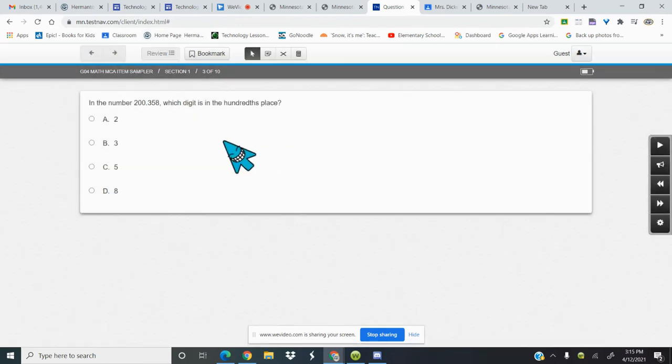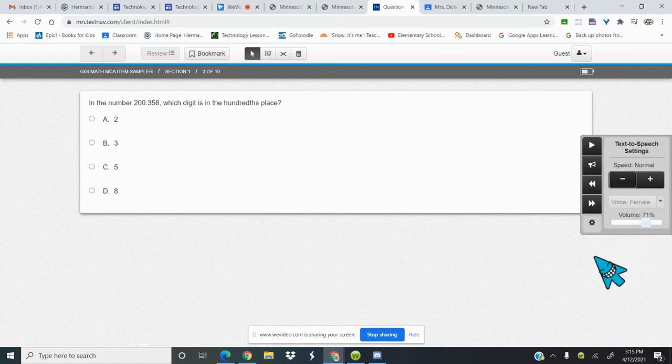All right, the next one: in the number 200.358, which digit is in the hundreds place? Why am I reading this? I'm going to press the play button. Oop, I have that on fast. I'm going to turn that down to normal. There we go. And again, I would play it again.